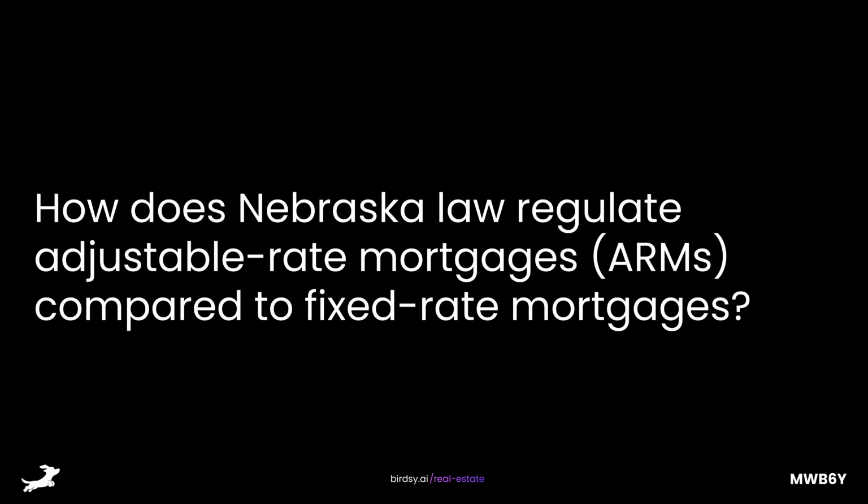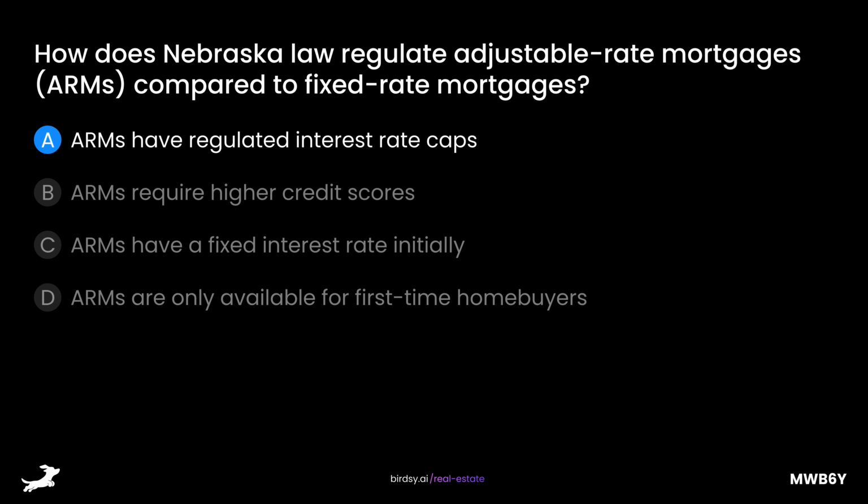How does Nebraska law regulate adjustable rate mortgages compared to fixed rate mortgages? Is it A. ARMs have regulated interest rate caps, B. ARMs require higher credit scores, C. ARMs have a fixed interest rate initially, or D. ARMs are only available for first-time homebuyers? The answer is A. ARMs have regulated interest rate caps.